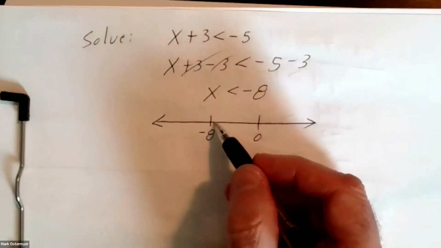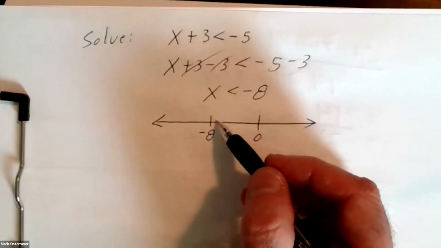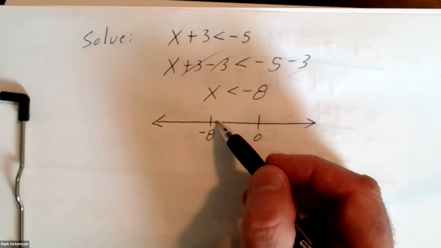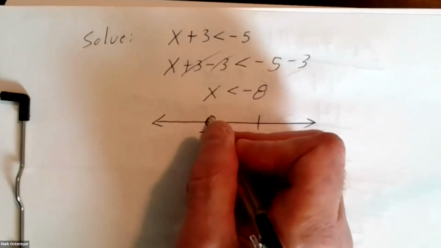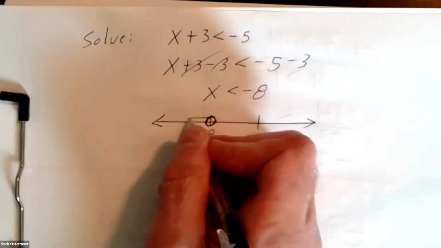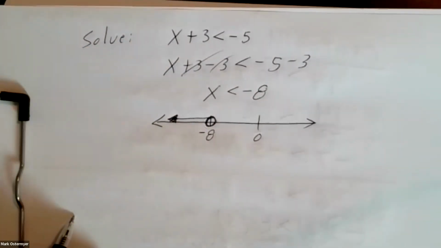Would I have an open or closed circle on -8? Is -8 to be included in the solution set? Yes or no? The answer is no. Open circle on -8. And we shade to the left to encompass solutions that are less than -8. There's the graph of your solution set for that inequality. We're done with that problem.